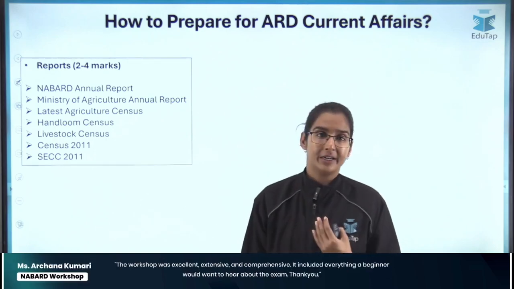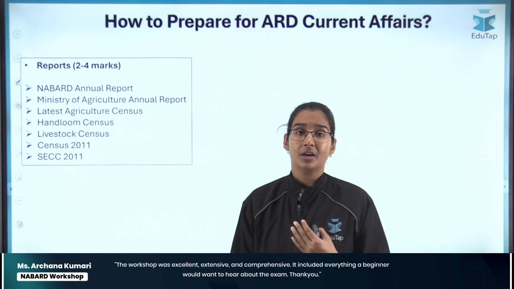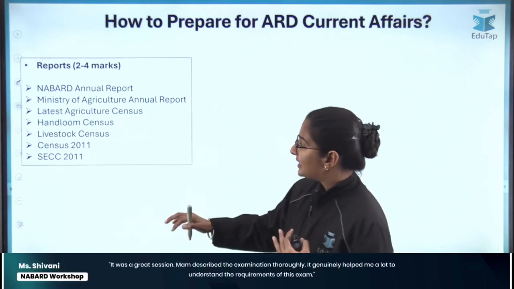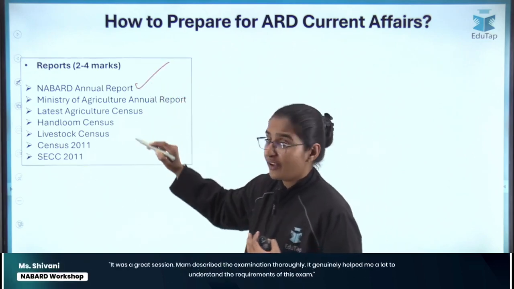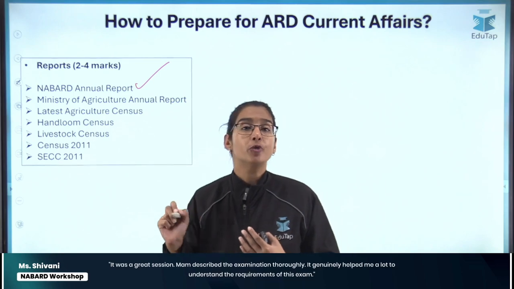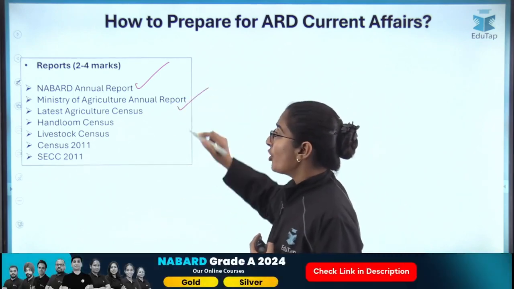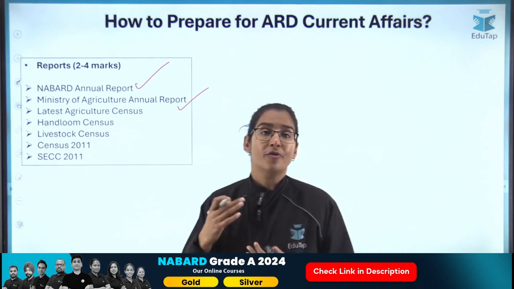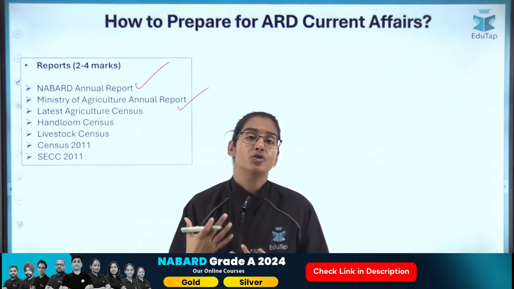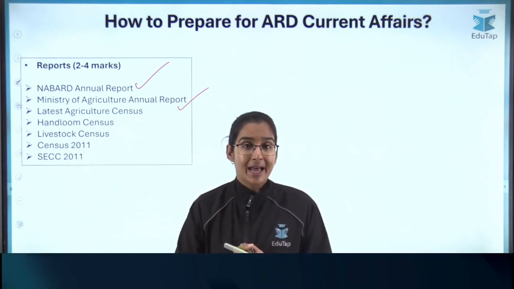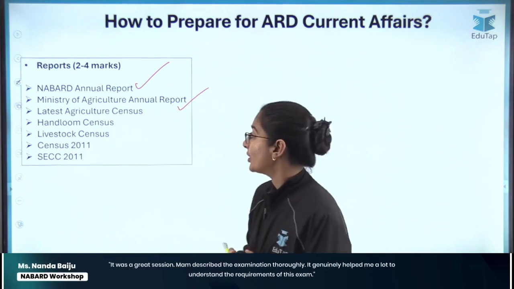First of all, let me tell you the sources you have to refer, the kind of reports you have to read. So basically, the NABARD annual report is very, very important. In 2024, around 3 to 4 questions were asked directly from this report. Then the Ministry of Agriculture's annual report, the Ministry of Animal Husbandry's annual report, and the Ministry of Fisheries annual report. So these annual reports become very, very important.